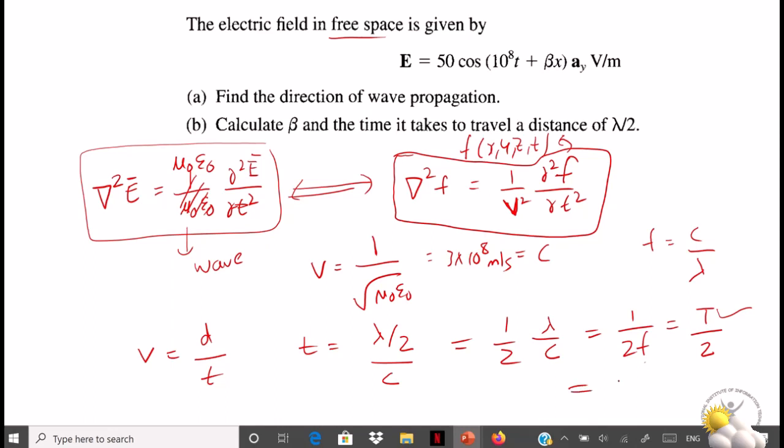This is 1 by 2f, I can write it like 2 pi divided by 2 times omega, because I multiply 2 pi in numerator and denominator. 2 pi f is nothing but omega. You can see it is pi by omega. We have omega as 10 to the power of 8, and you get an answer something like 31.429 seconds. Right. So that concludes the first problem.